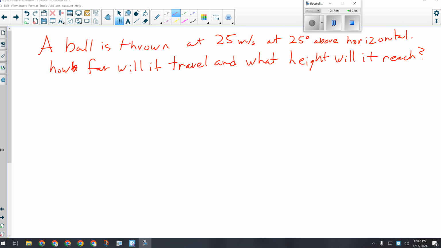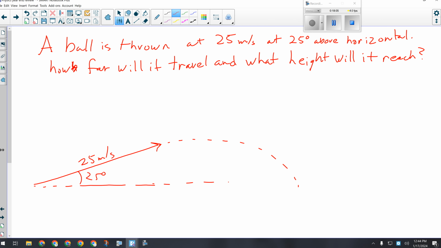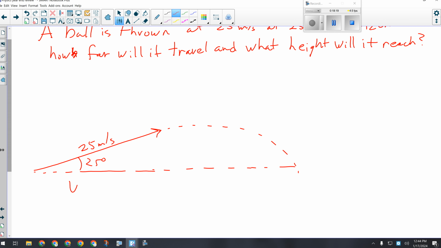To get this one started, we have to draw the projected velocity vector, which is 25 meters per second, and I picked a terrible angle, 25 degrees above the horizontal. That projectile is going to follow an arc that re-encounters the ground over there. So we're looking for how far it will travel horizontally and what maximum height it will reach, which means it needs to be broken up into its vertical and horizontal components.